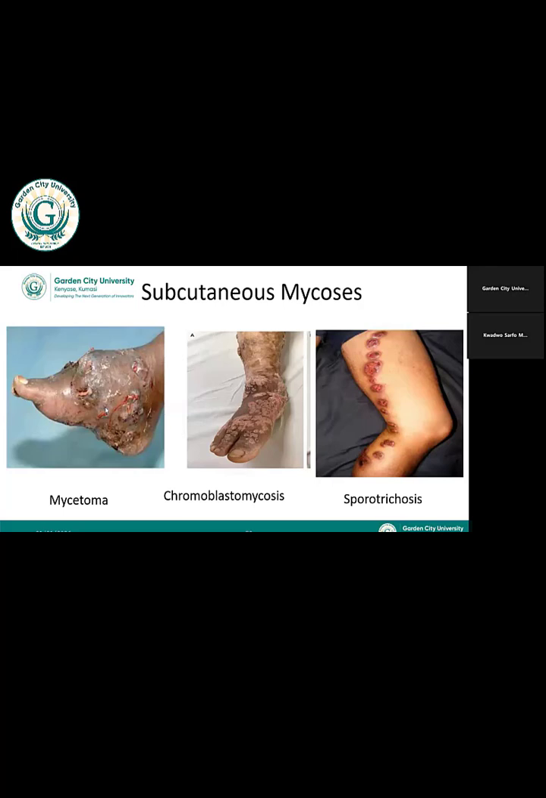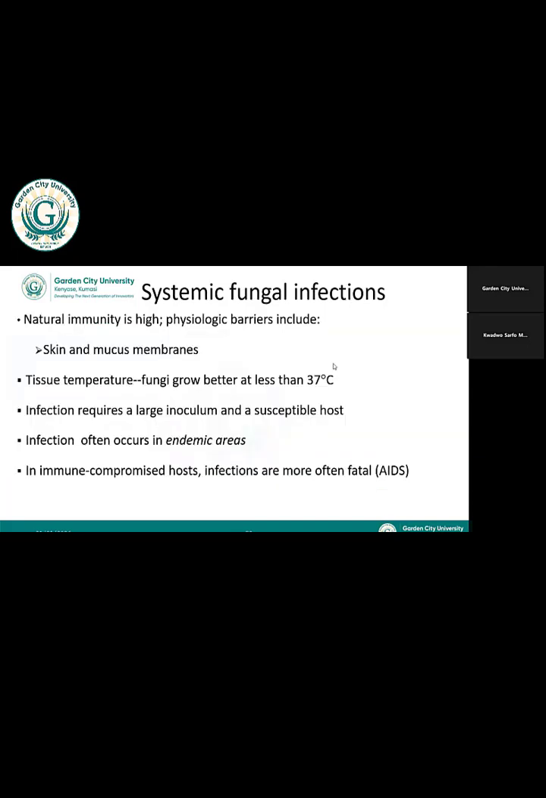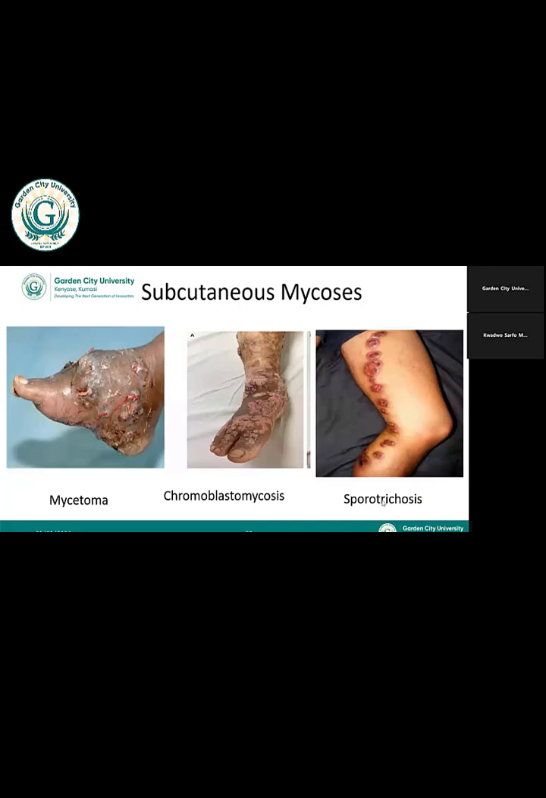So this is a typical example of mycetoma, which is a subcutaneous mycosis, or chromoblastomycosis, which is also subcutaneous, but the signs are visible on the skin, the outer part of the skin. And sometimes they eat deep into the skin, and if treatment is not given, they develop into ulcers. So this is an example of sporotrichosis, also subcutaneous.